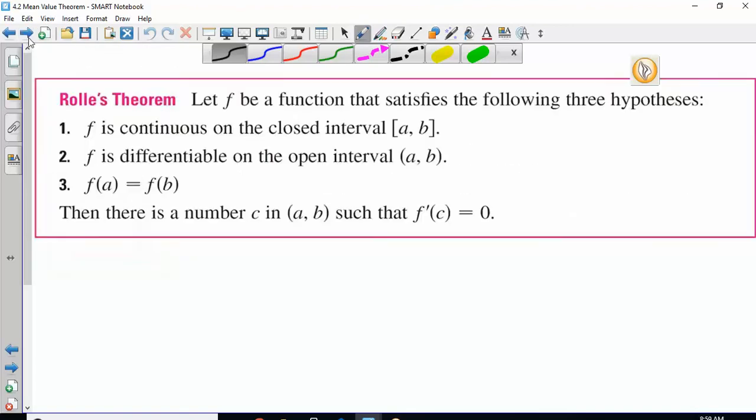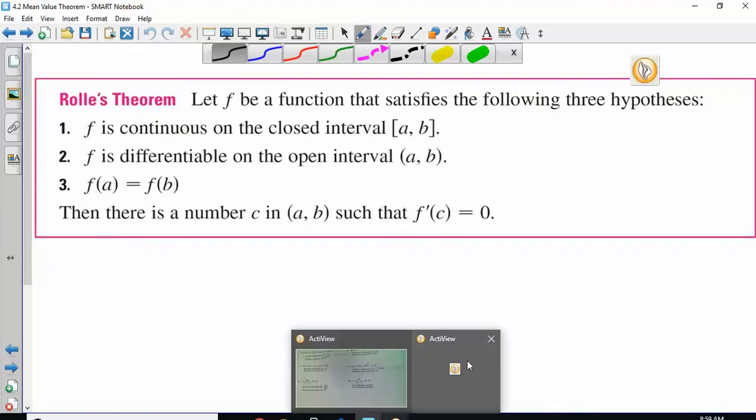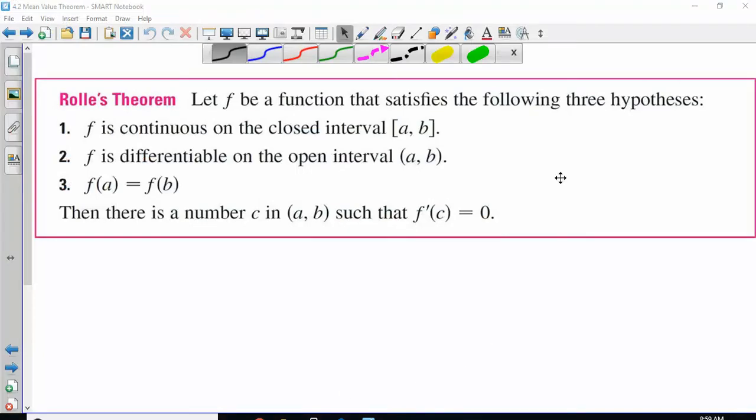So the first thing we're going to do is actually what's called Rolle's theorem. For each of these theorems that we're going to talk about today, there are certain conditions that have to be true. And you will have to remember the conditions and what the theorem says. So when it comes to a test or quiz, I'll say use mean value theorem to show this, or use Rolle's theorem. And so you will have to first check the conditions to make sure that those are true.